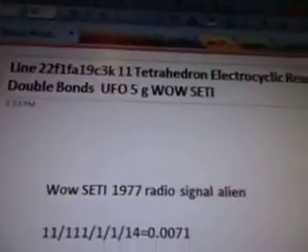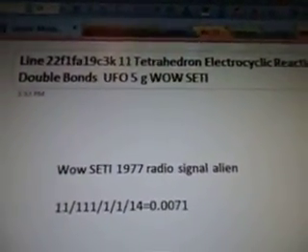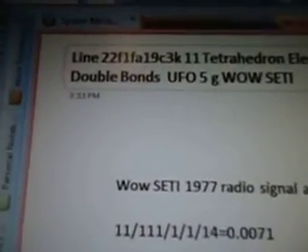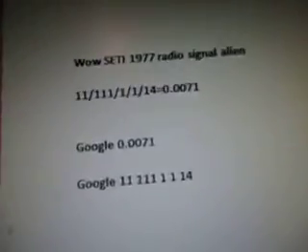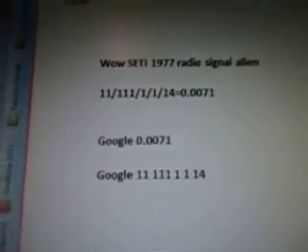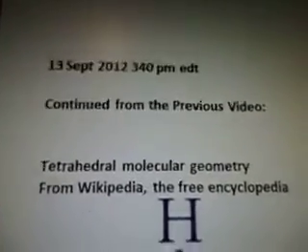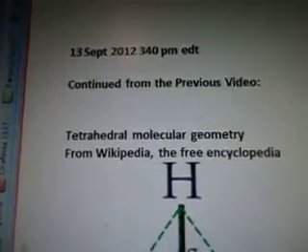Tetrahedron, electrolytic reactions, isomers, double bonds, UFO, 5G, Wow, SETI. So there's the alien radio signal. There's the answer to it. So September 13, 2012, 3:40 p.m. Continue from the previous video.